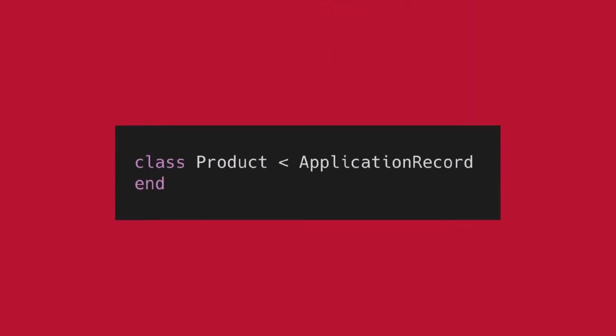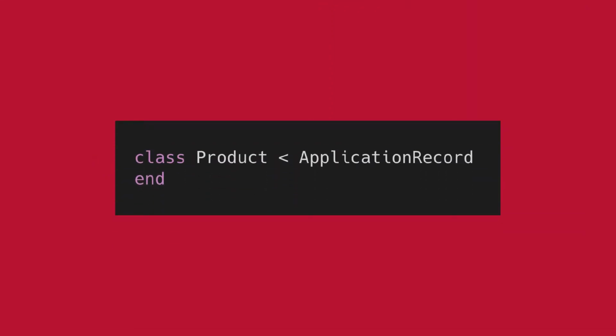All that you need to do is to subclass the ApplicationRecord class. This will create a Product model that maps to a products table in the database. Take note that just making the class file is not enough. The table must also be created in the database, usually via a migration.